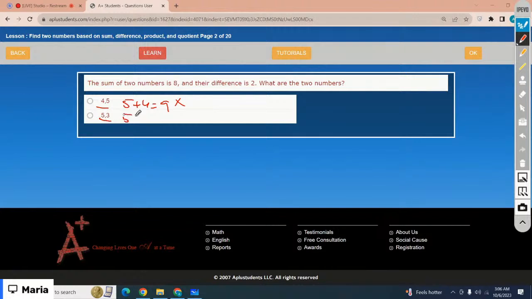Okay, 5 and 3. 5 plus 3 makes 8. The difference means when you subtract them: 5 minus 3 is 2. So you can see here 5 plus 3 is 8 and the difference is 2. So the two numbers are 5 and 3. Got it? So the correct option is the second one.